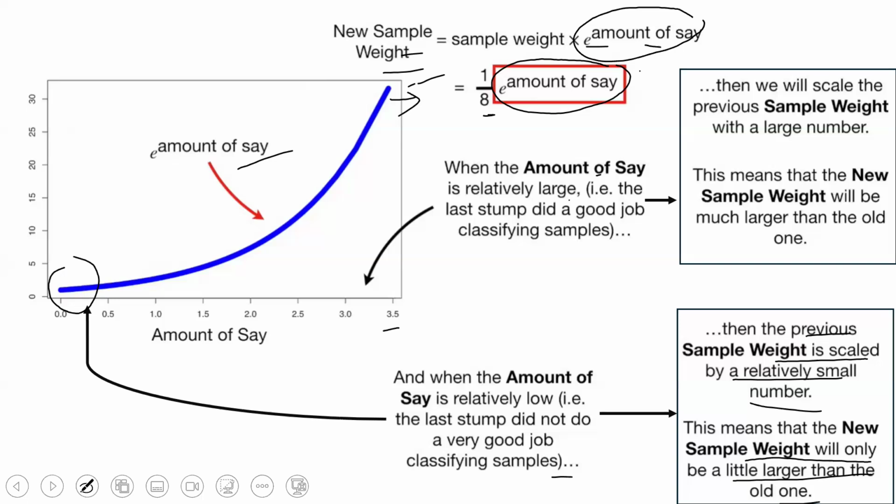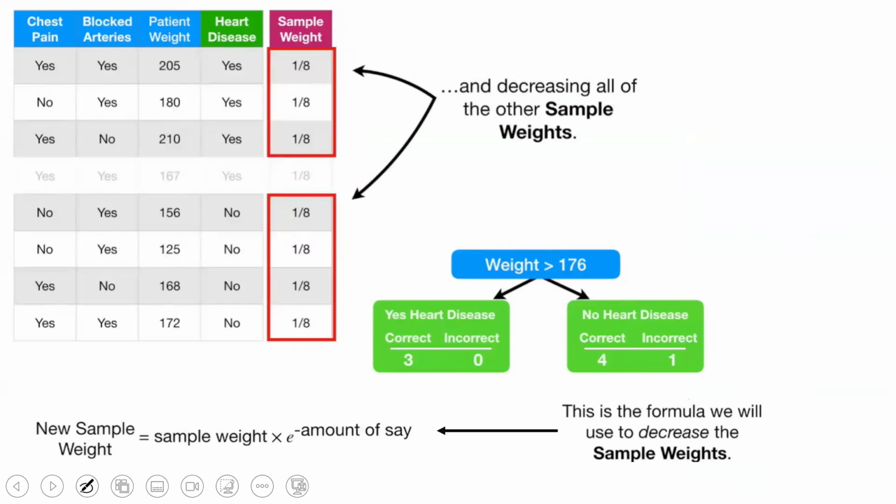This graph emphasizes that when the stump's amount of say is high, e to the power of amount of say is high, so the new sample weight will be high for the record. Whereas when the amount of say is low, the stump is not doing a great job, and the new weight will be only a little larger than the older weight for the wrongly classified samples. That is the simple thing to understand here.